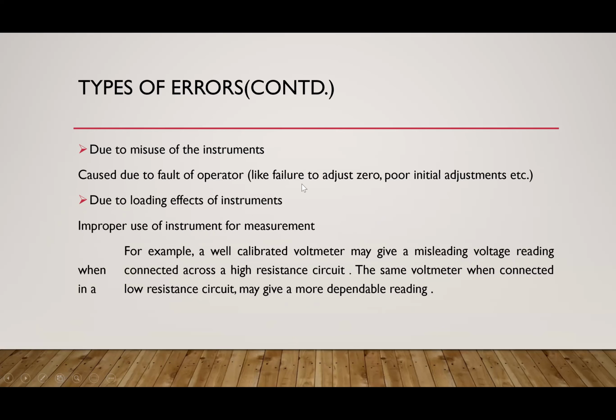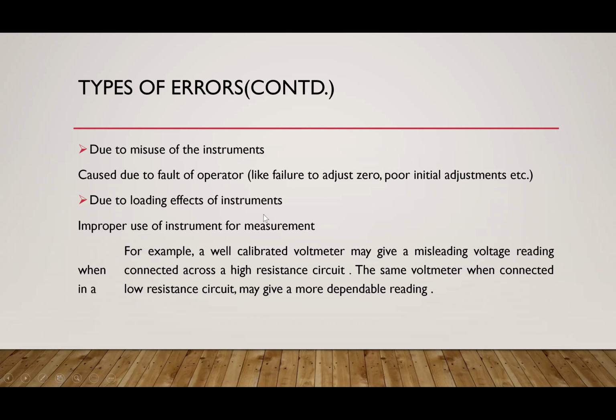Then there is the error due to misuse of the instrument. When I was talking about zero error, the fault can be because of the operator who is using the instrument. If there is zero error in the instrument and the operator doesn't know, or before starting the operation he doesn't adjust the instrument to absolute zero, then what will happen? There will be some error incorporated in your reading due to poor adjustments or the zero error in the instrument. And because you don't know about it, your readings may all go out of sync.